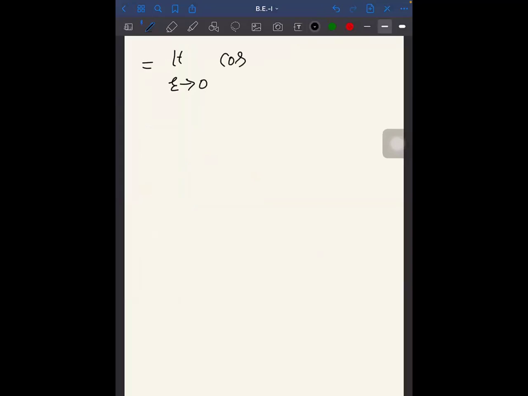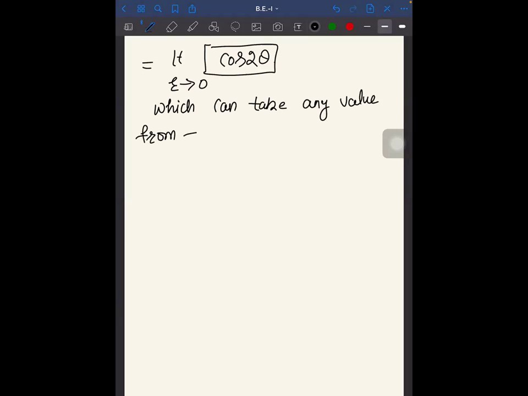Look, is r there? No, sir. It is not there. So what does it mean? That this value can take any value between -1 and 1, which can take any value from -1 to 1. Right? Yes, I am coming to your question now. Yes, now you say.